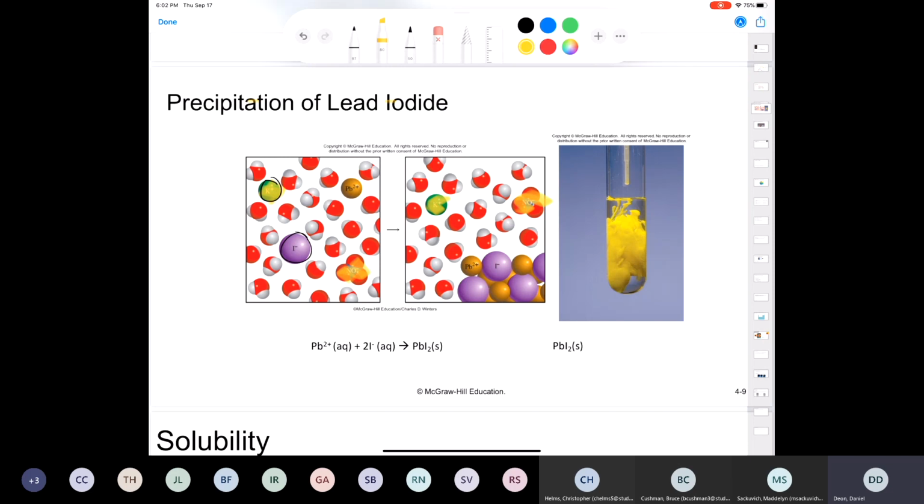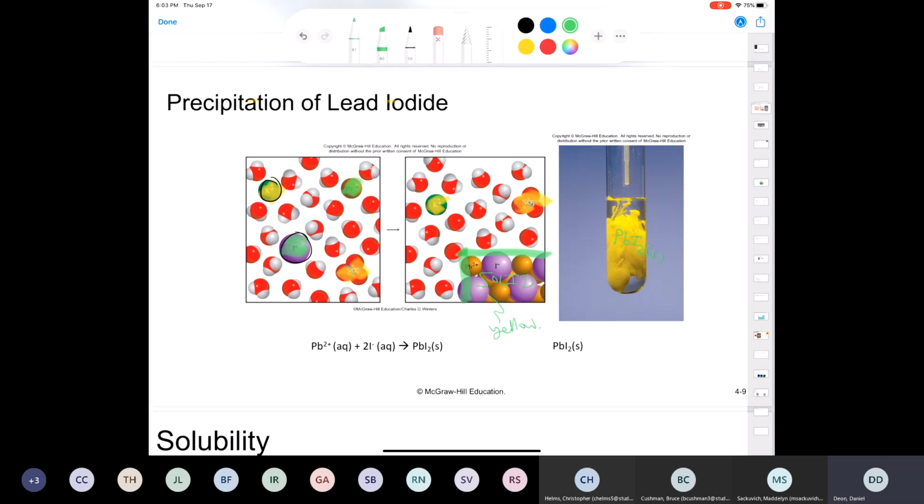But if you look carefully, you'll notice that the ions that I'm highlighting in green, the iodide ion and the lead ion, those are now together in a crystal lattice. This is a solid right here, and it's yellow when you look at it with the naked eye. So there's the yellow solid. So this is lead 2 iodide, and you put solid like that, PbI2 solid.